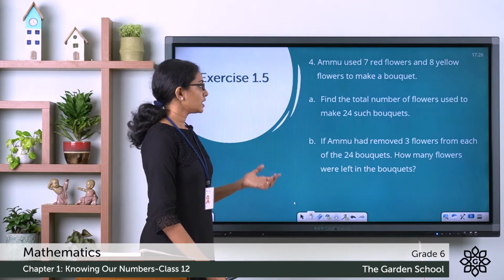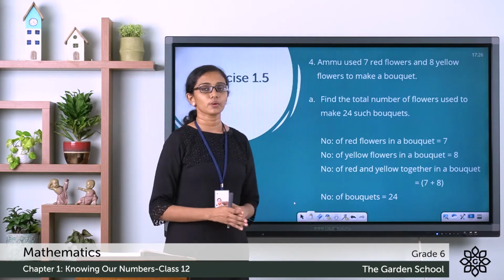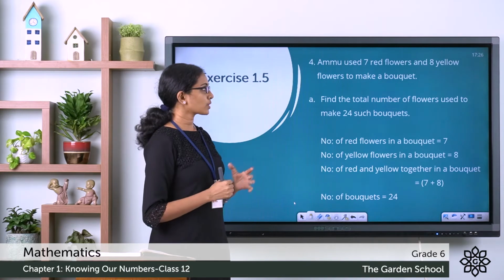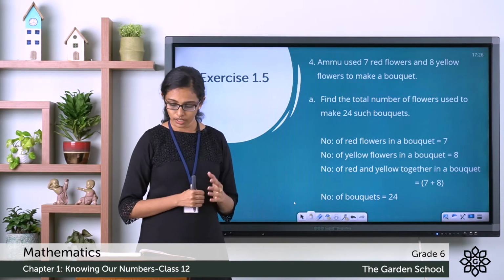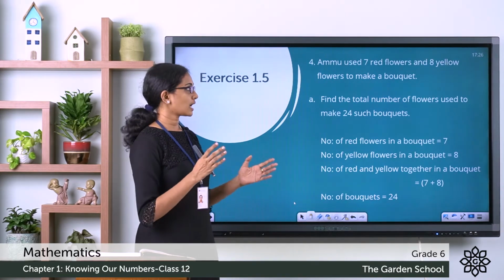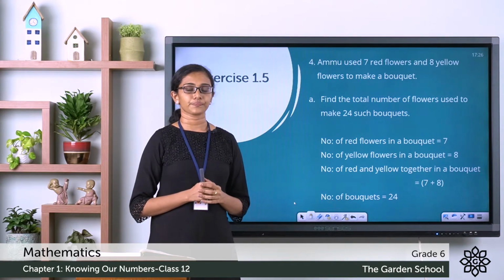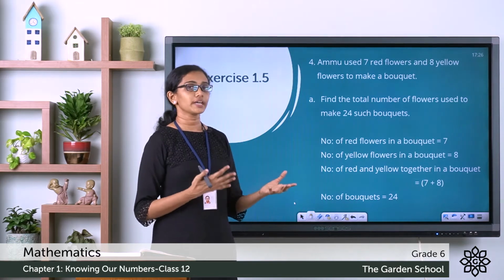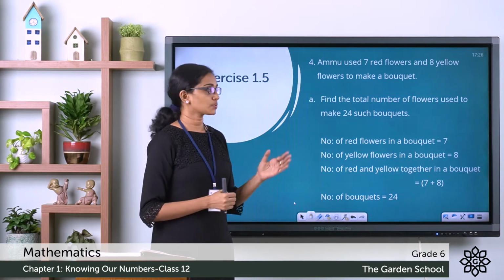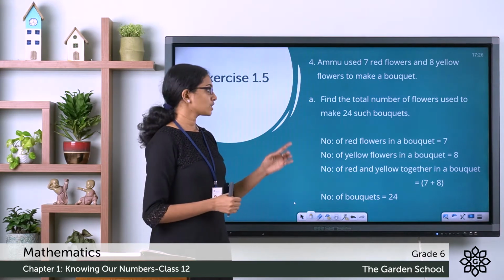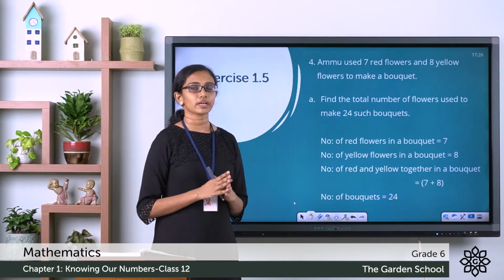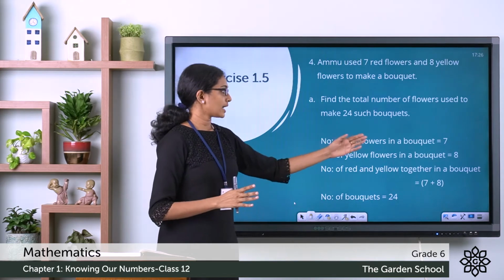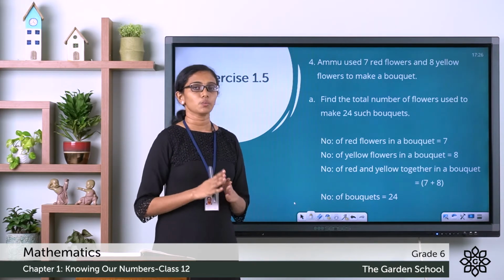In part A, you are asked to find out the total number of flowers in 24 such bouquets. See, in one bouquet, how many red flowers do you have? You have 7 red flowers and 8 yellow flowers, and you have 24 such bouquets. So how do you find out the total number of flowers in 24 bouquets? Let's see. Number of red flowers in a bouquet: in one bouquet, there are 7 red flowers and there are 8 yellow flowers.